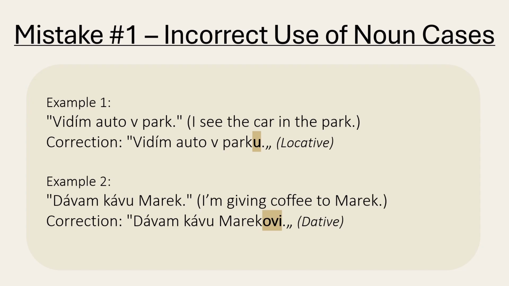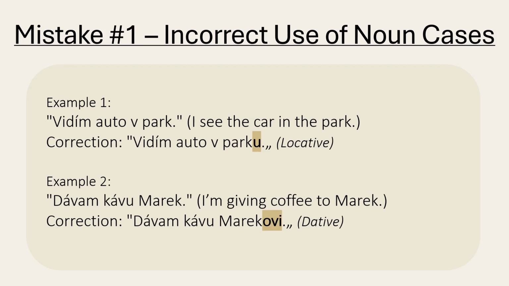Incorrect use of noun cases. One common mistake English speakers make is incorrectly using Slovak noun cases. Unlike English, Slovak uses noun cases to indicate the role of a noun in a sentence. This can be tricky because English relies more on word order.